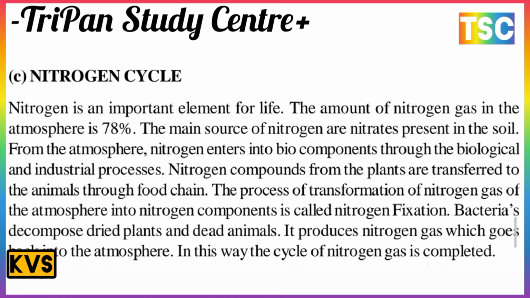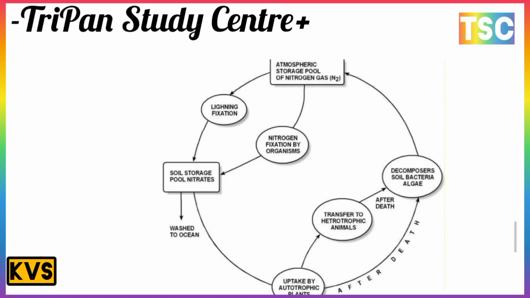Here is the diagram, the most important diagram, the nitrogen cycle. You know that it is a very easy cycle. Here, first of all, is the soil storage pool, with nitrate. And the nitrate comes to the atmosphere storage pool of nitrogen gas. There is an exchange between each other here. In the atmospheric storage pool, nitrogen gas goes through lightning fixation, and the soil storage pool interacts. On the other side comes nitrogen fixation by organisms.